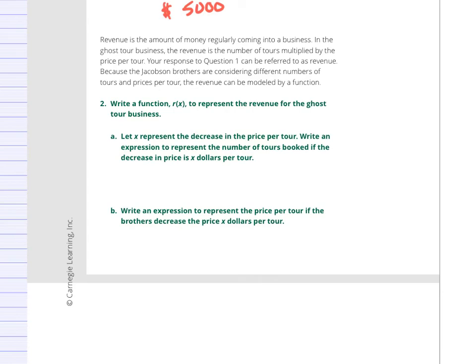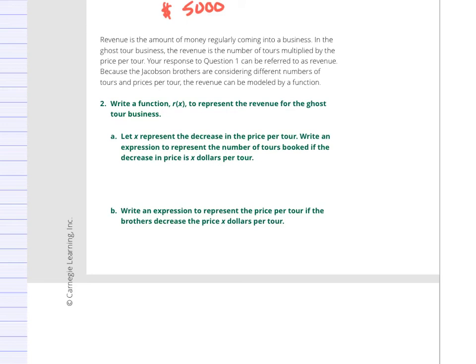Revenue is the amount of money regularly coming into a business. In this ghost tours business, the revenue is the number of tours multiplied by the price per tour. Your response in question number 1 can be referred to as revenue. Because the Jacobson brothers are considering a different number of tours and price per tour, the revenue can be modeled as a function.